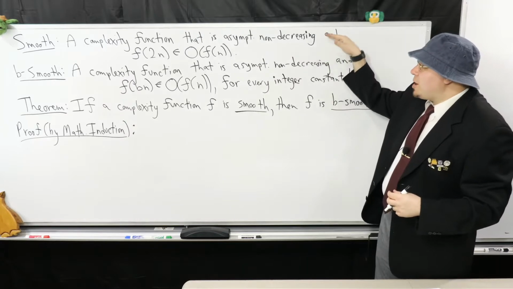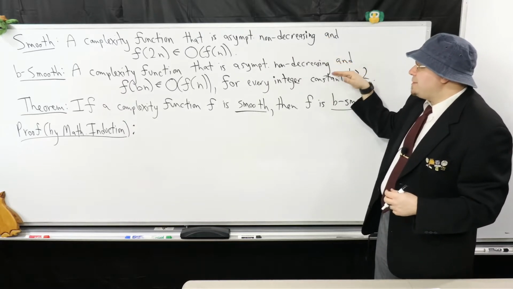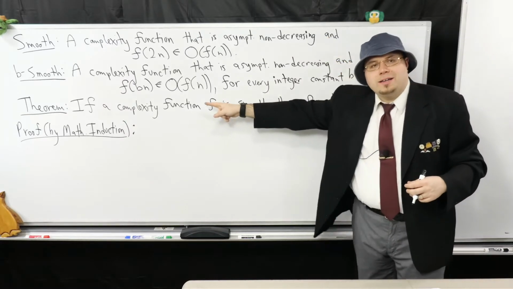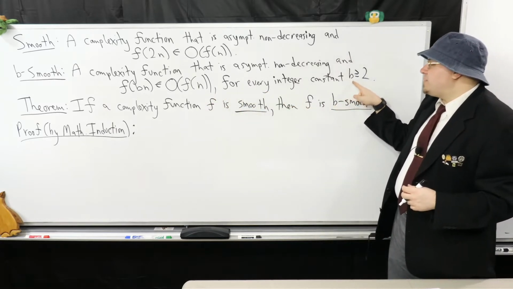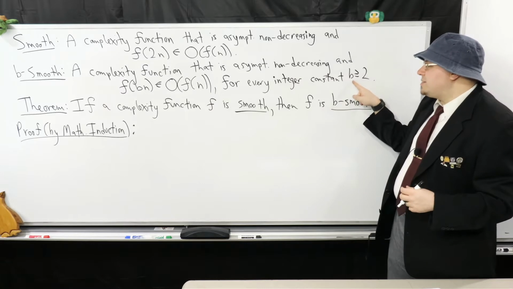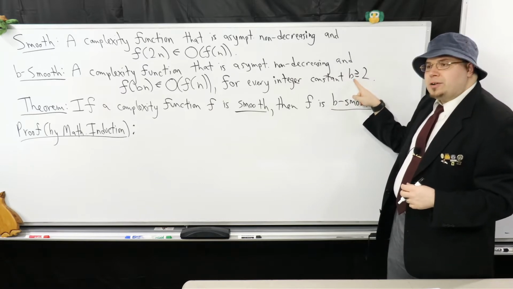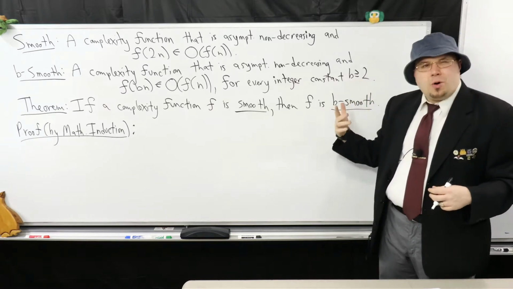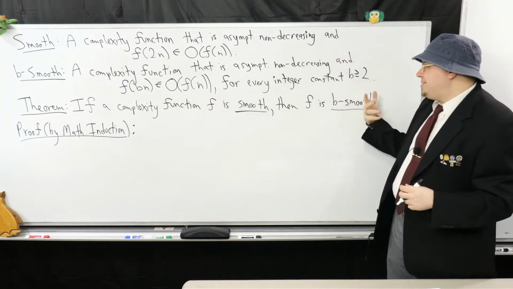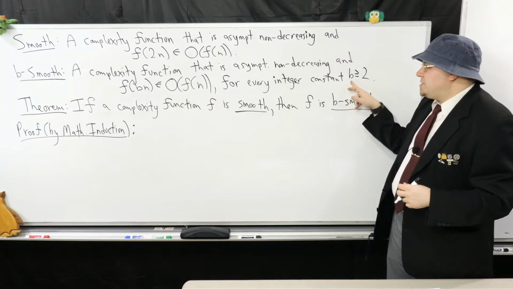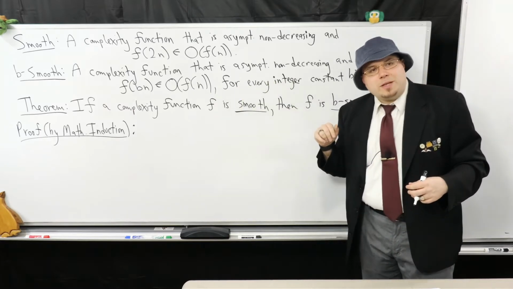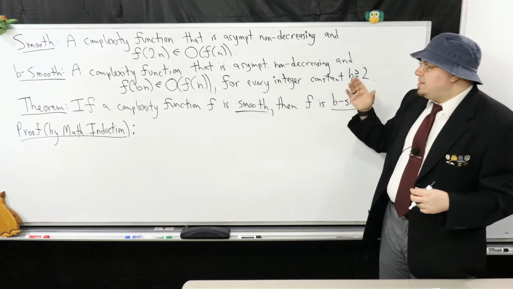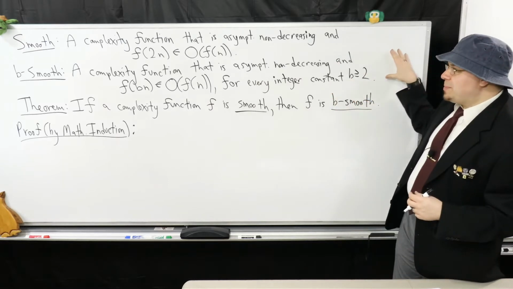So it has these two properties. B-smooth has the first property, but the second property is a much stronger one. It says that no matter which integer constant you select, it has to work for every one of these integer constants. So it's 2 or greater, but it's also true for 1, but for 2, oftentimes it's defined as 2, as opposed to just 1. If b is greater or equal to 2, then it must be that f of bn, where b is the constant, is big O of f of n. So this is what B-smoothness is.